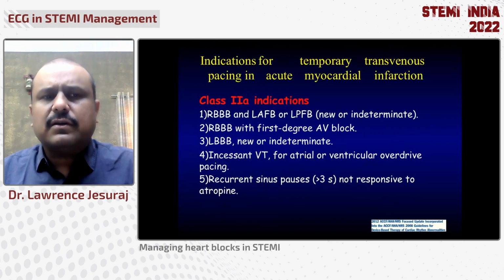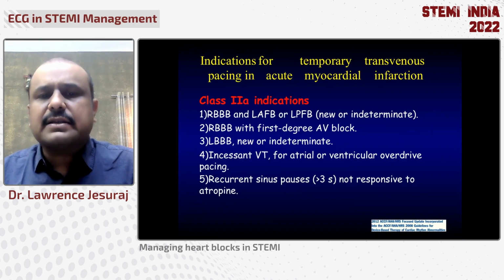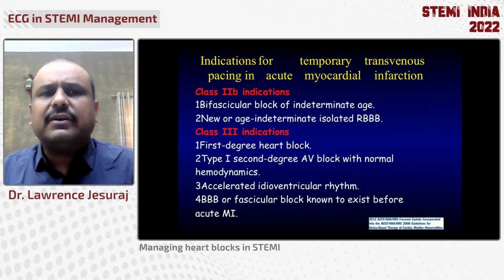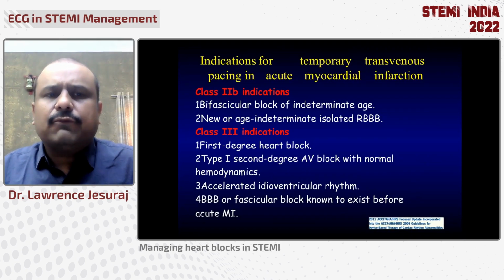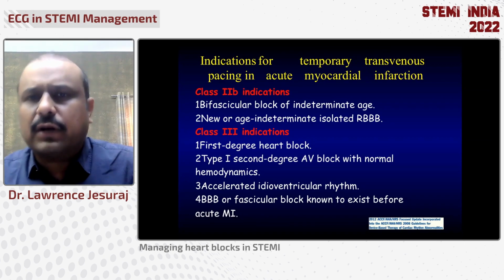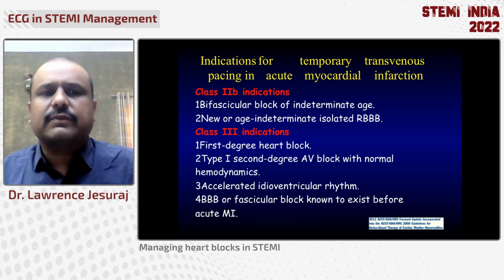Class 2 indications remain. Sometimes you may have to put one in for incessant VT for overdrive pacing, and recurrent sinus pauses not responsive to atropine may also require it. Otherwise, bifascicular blocks may require it. But when you have fascicular blocks of indeterminate age, or new or age-indeterminate isolated right bundle blocks, they usually don't require any temporary pacing most of the time.